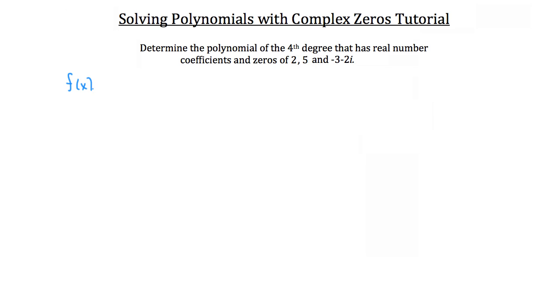F of x is equal to ax to the 4th plus bx cubed plus cx squared plus dx plus e, and we know that the zeros that create that are 2, 5, and negative 3 minus 2i. Now because of the conjugate pairs theorem, you can look at that complex root and say that the other conjugate complex root that comes from that is going to be negative 3 plus 2i. So those are going to be the 4 zeros that make up this polynomial.